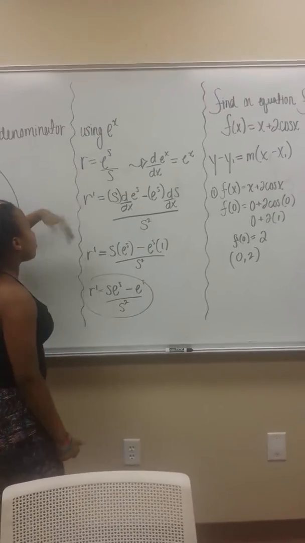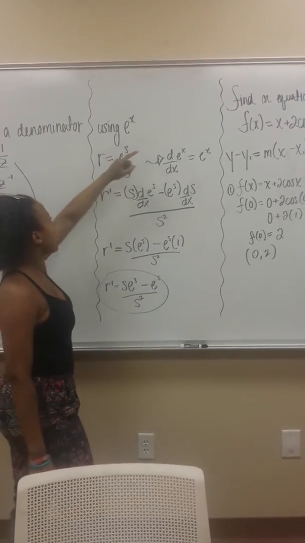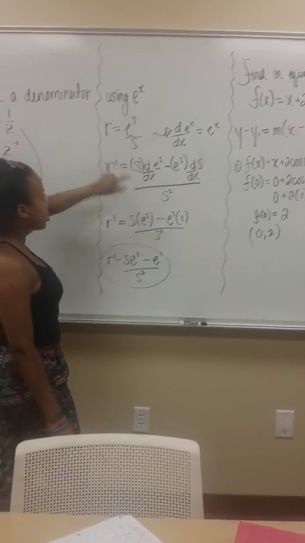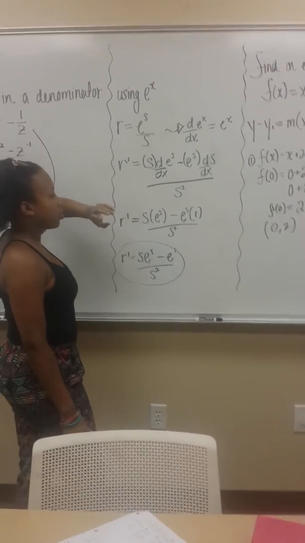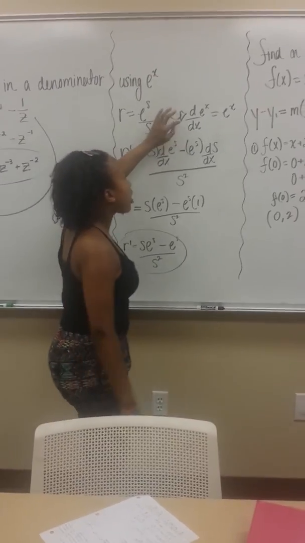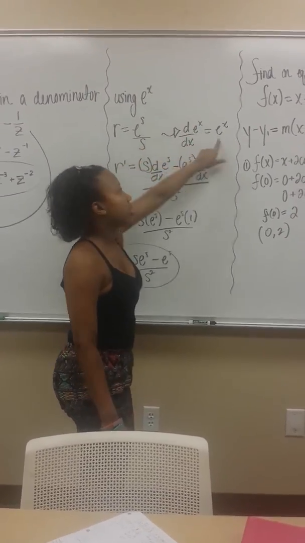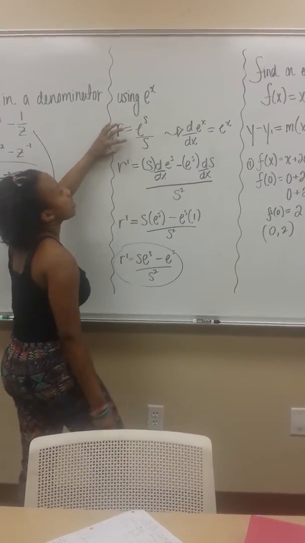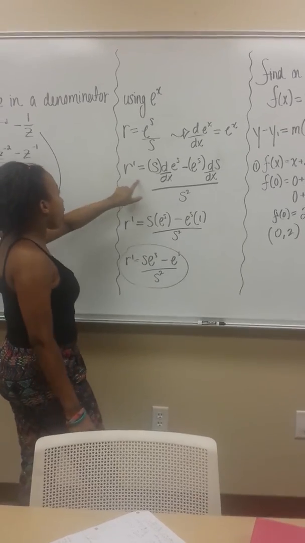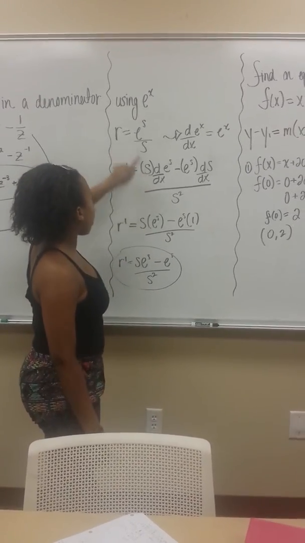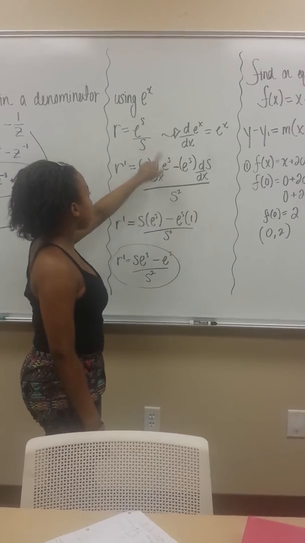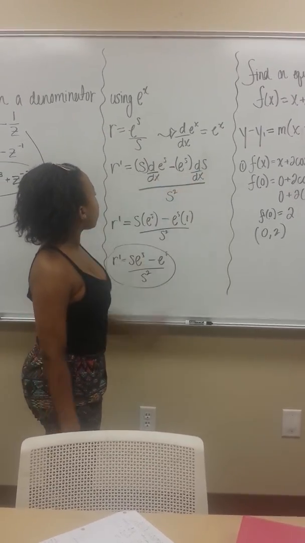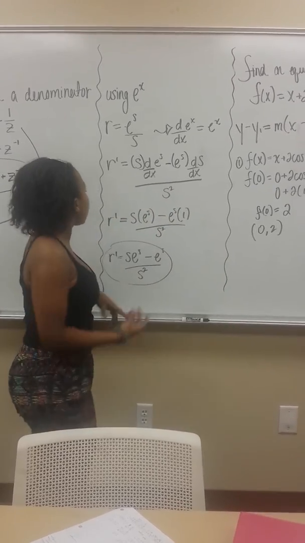This is when you have an equation using e to the x. So here's your equation, r equals e to the s divided by s. And you know because of the natural exponential function rule that anytime you have the derivative of e to the x, it's going to be e to the x. Also for this one, you know to use the quotient rule because you're dividing two functions. So r prime is equal to your bottom, s, times the derivative of e to the s, minus e to the s, your top, times the derivative of s, over s squared, like in the first one.